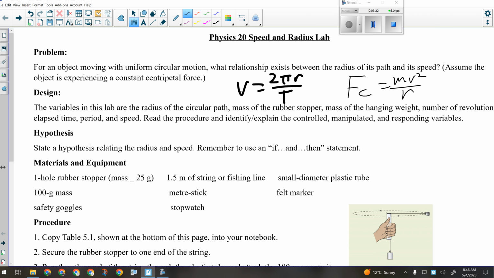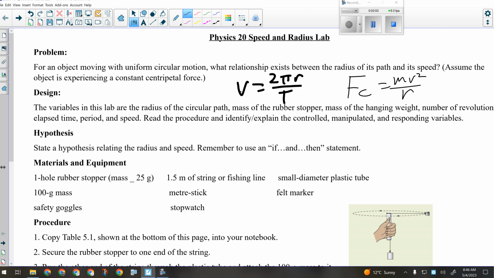Remember, each one needs to be identified and explained. So manipulated: identify, explain. Responding variables, both of them: identify and explain. Three control variables: identify, explain. You'll get a third one here in a minute. You'll figure it out.